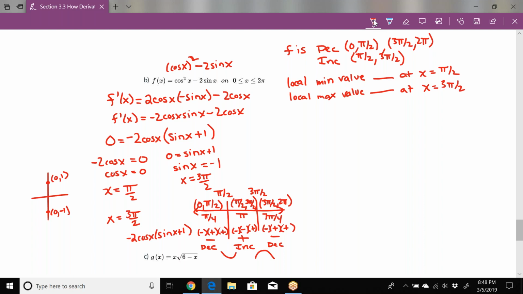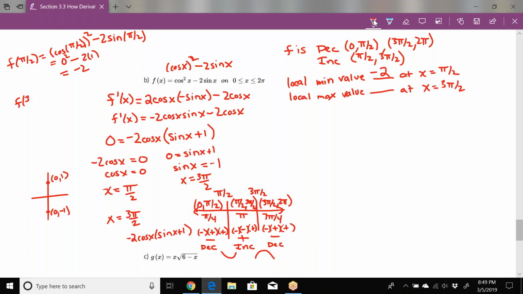So remember, WebAssign is only going to be asking you for that min value and max value. They're asking you for the y-coordinate. To find those, you have to plug pi over 2 and 3 pi over 2 back into your function. So f of pi over 2 is cosine of pi over 2 squared minus 2 times sine of pi over 2. Okay, so at pi over 2, cosine is 0, so this is just 0 squared. And sine of pi over 2 is 1, so this is 2 times 1, so this is just going to be -2 overall. So that minimum value is -2.